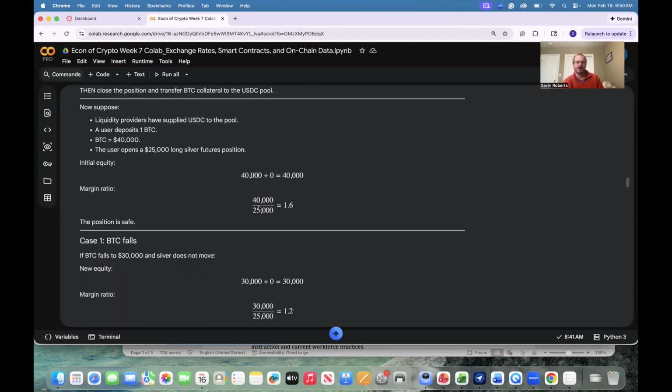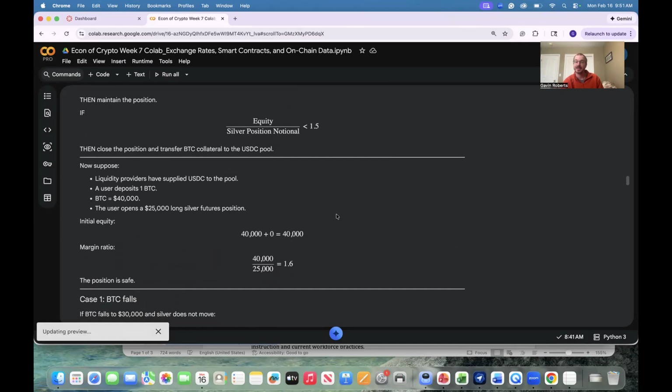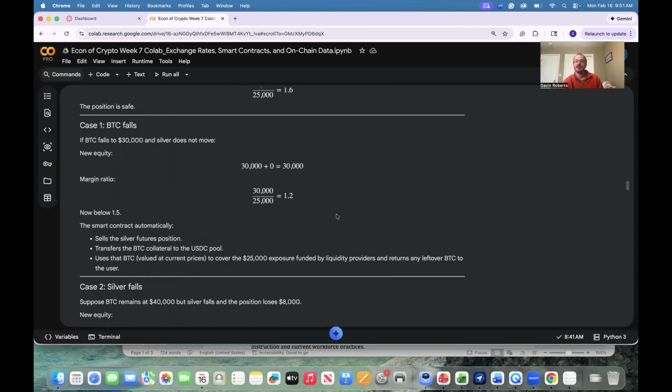Our notional silver position is 25,000. So we're good now because this is 1.6. That's greater than or equal to 1.5. So this is okay. We're going to maintain the position. So let's do a couple cases of what might happen now.